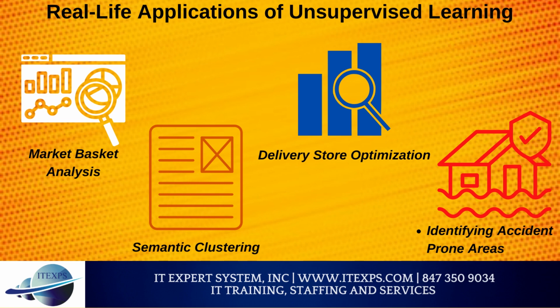Delivery store optimization. Machine learning models are used to predict the demand and keep up with supply. They are also used to open stores where the demand is higher and optimizing routes for more efficient deliveries according to past data and behavior. Identifying accident-prone areas. Unsupervised machine learning models can be used to identify accident-prone areas and introduce safety measures based on the intensity of those accidents. Interview question and answer.